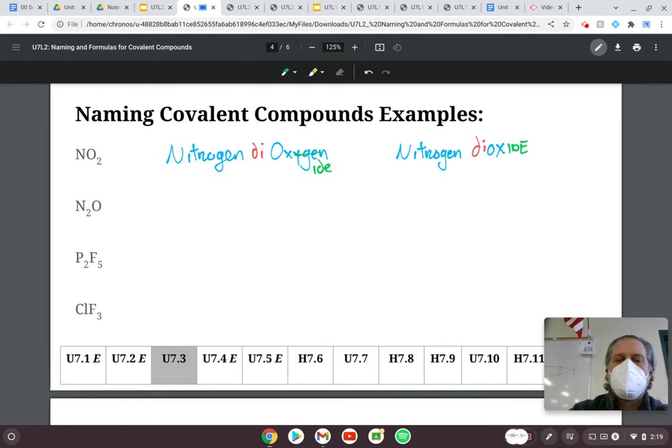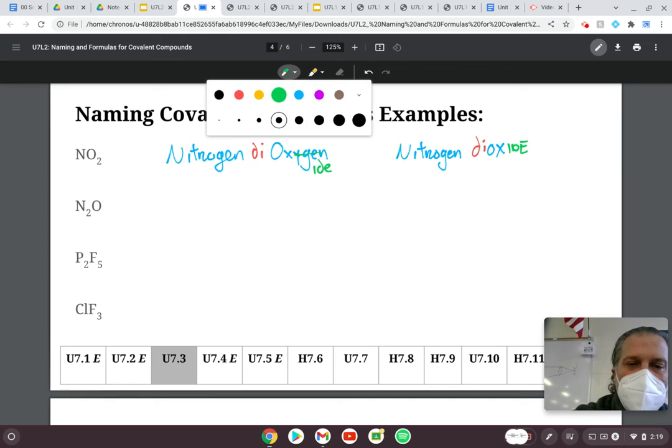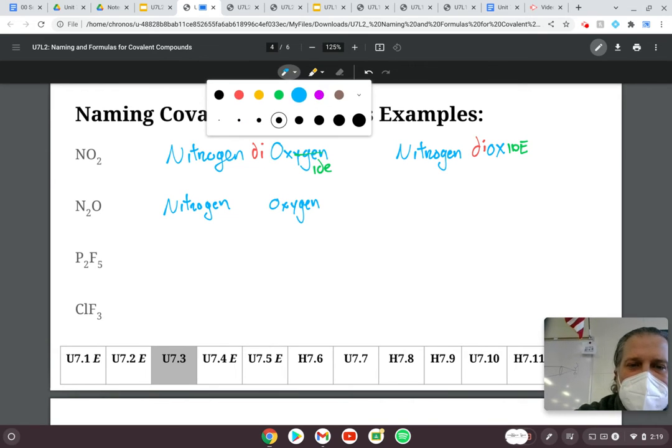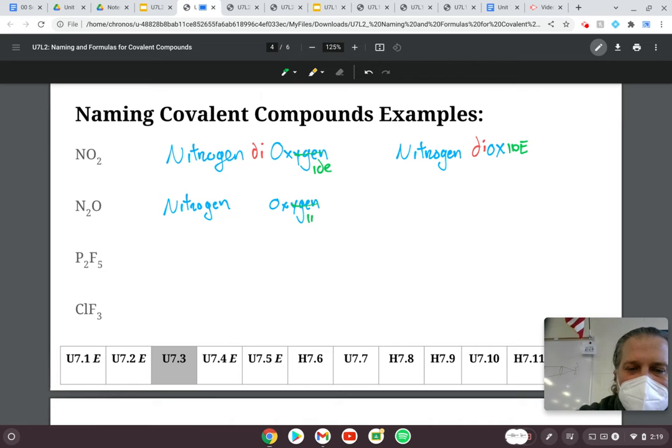Trying the next one. I have nitrogen and oxygen. So I'm going to write nitrogen, and I'm going to write oxygen. I'm going to change oxygen to IDE, and I'm going to start applying prefixes. In this case, there are two nitrogens, so I need a prefix for that first one. So it's going to be dinitrogen. And in the case of the second one, there's only one, and the second element always gets a prefix no matter what. So it's going to be monoxide.